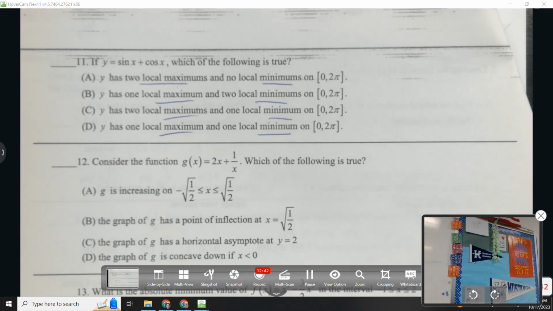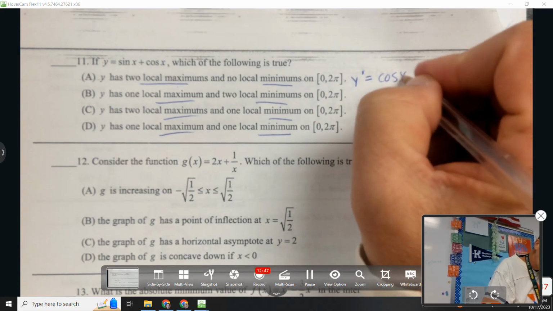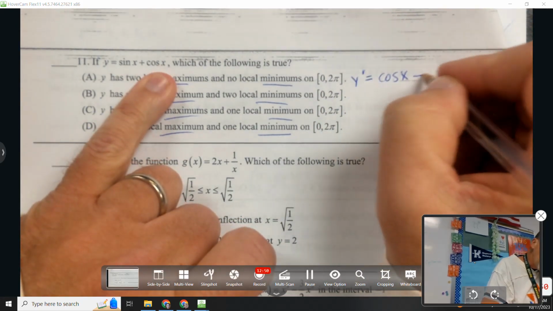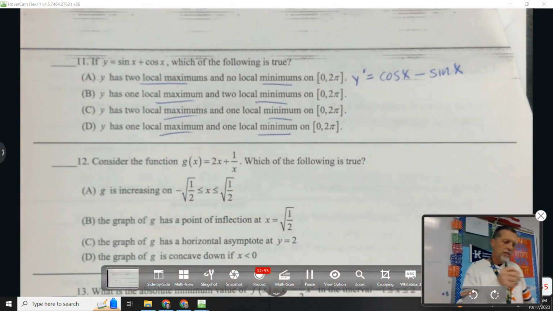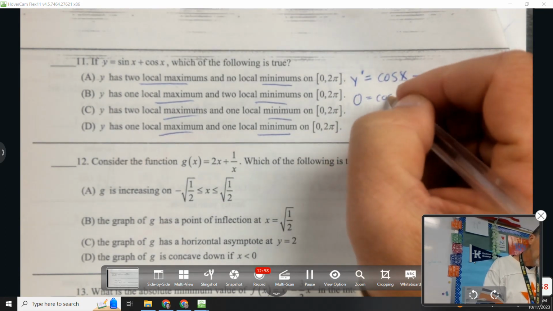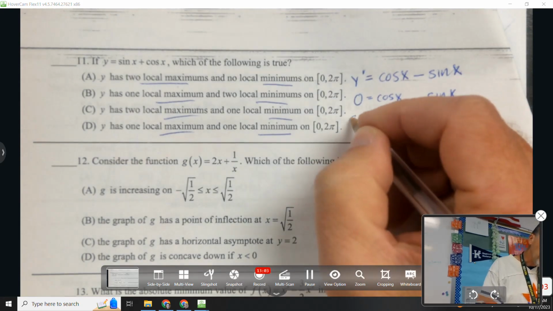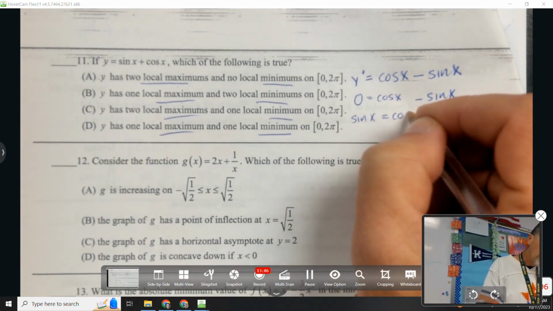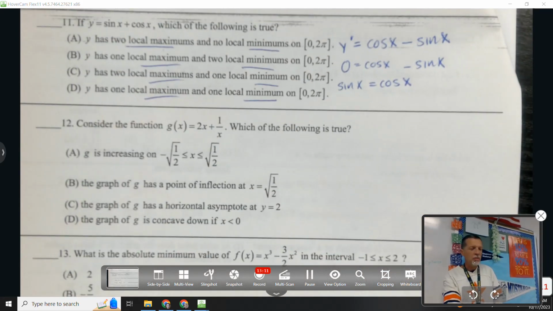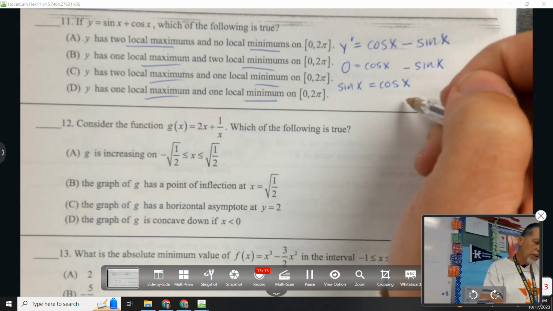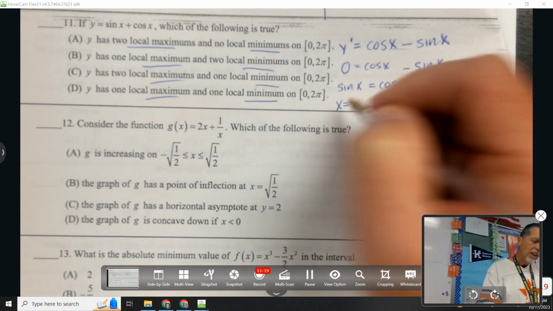So y prime, first derivative would be cosine of x. Derivative of cosine is negative sine of x. So let's figure out where that's equal to 0. I feel like this is better than some of the ones we've done in the past. I feel like the ones we worked previously, they were off by a sign, a plus or minus. Here I just want to know where sine and cosine are equal to each other. So that should be a little easier, I think.